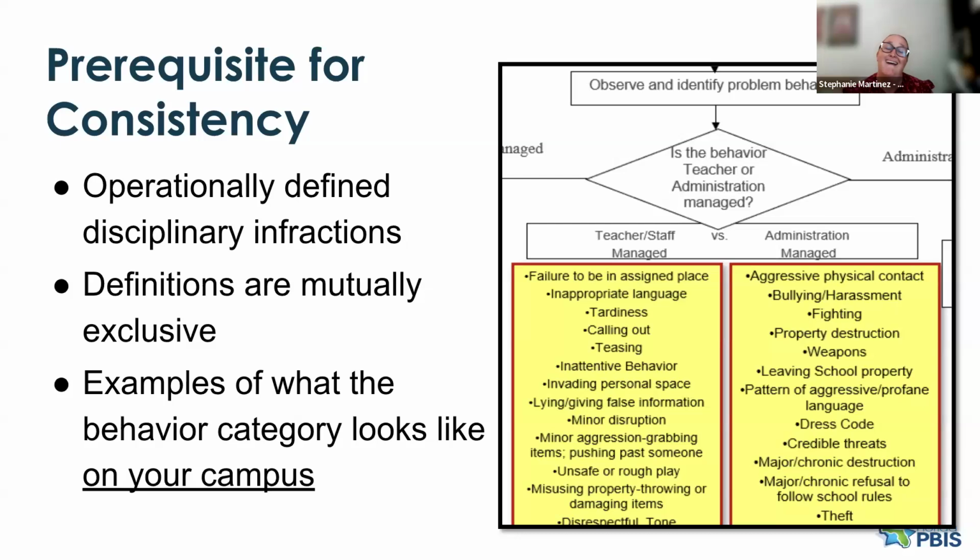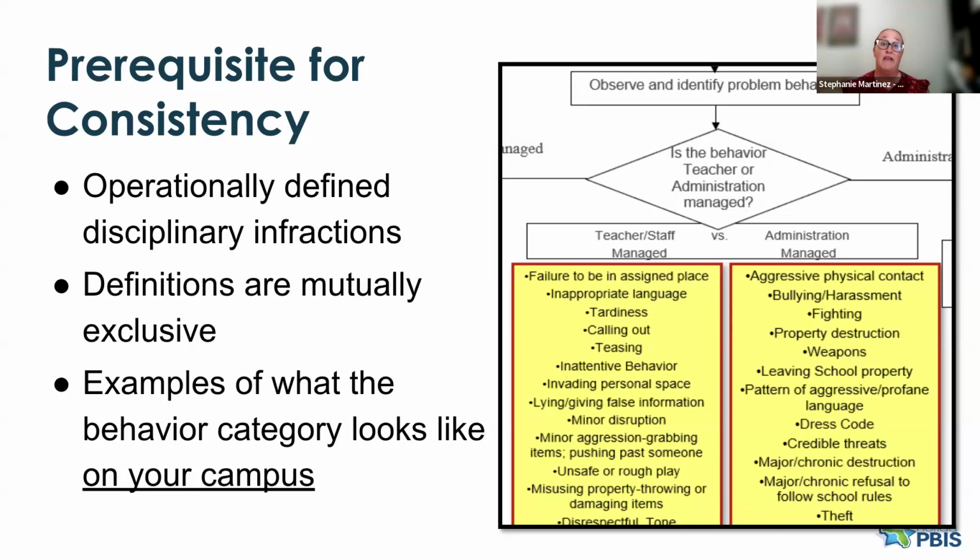So just a couple other things. I already mentioned this, but I'm just going to stress it one more time. Having good, clear definitions. And when we say mutually exclusive, that if I observe a behavior from Georgia, I can tell whether it's disrespect or defiance because I've got a clear definition. If I look at the definitions and I go, ooh, it could be disrespect or ooh, it could be defiance, then it's not mutually exclusive. And so you'll find some of those terms, it's really hard to define between what's disrespectful, disruption, defiance. So just making sure that we have that. And then again, examples of what the behavior categories look like on your campus.